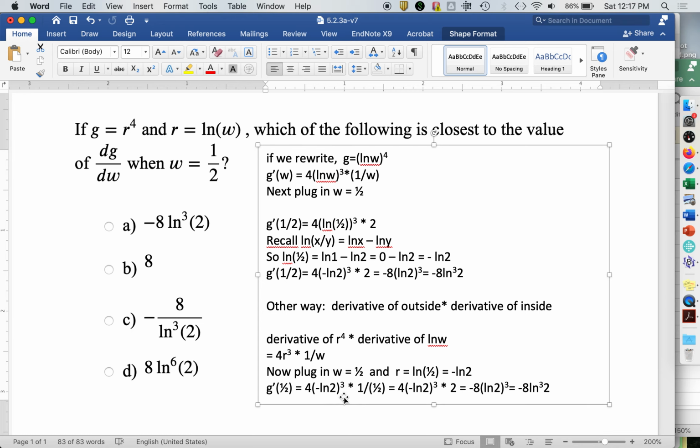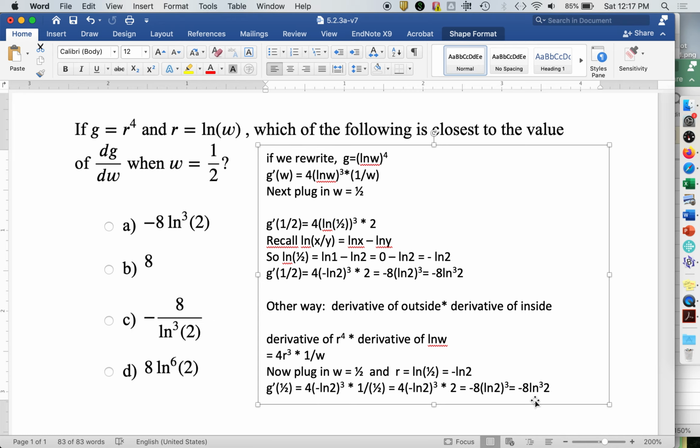And then this shakes out like the last one. The negative to the third power is going to give you a negative in front. 1 over 1/2 was 2. 4 times 2 is 8. And that's the same explanation as to why that works out.